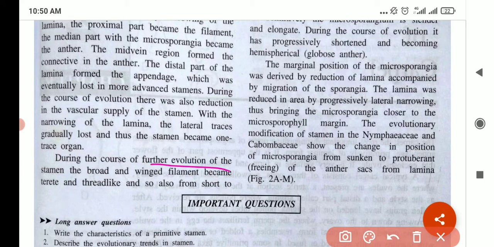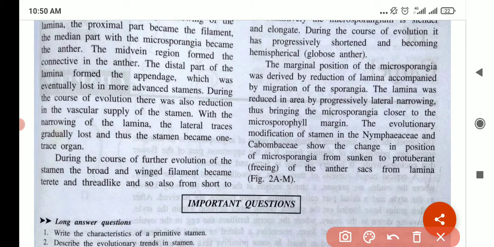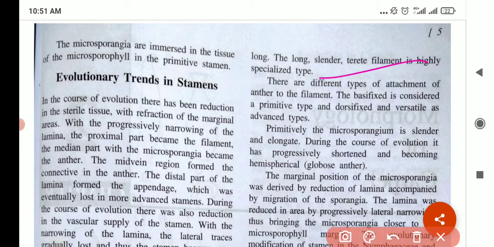Then on further evolution, the broad and winged filament became terete and thread-like. Okay. So remember that long one like this? It's very long and like threads. Okay. So if you look at the filaments now, the anther stamens now, you will see they are thread-like. Okay. Because they need wind, no? They are very light. Okay. Very good. Then let's see what else they have written. So it is a very specialized type. The long and thread-like filament is specialized.